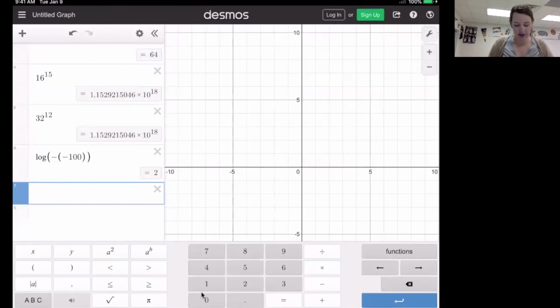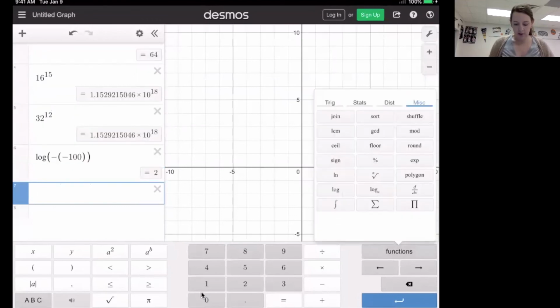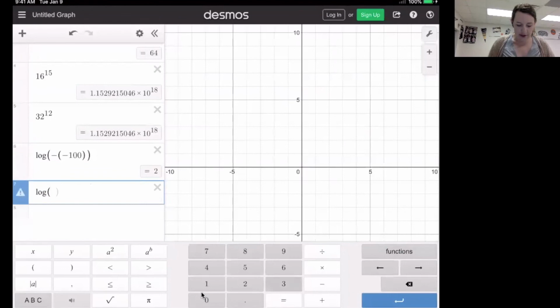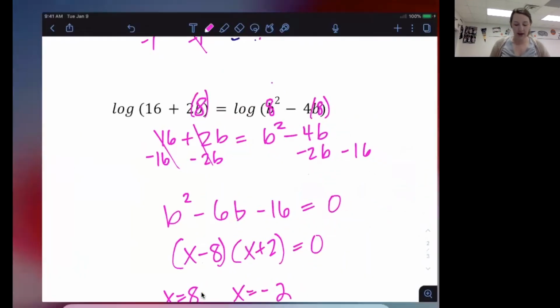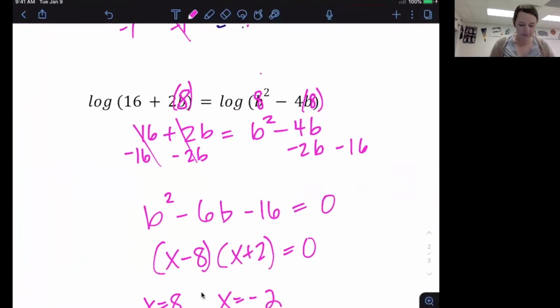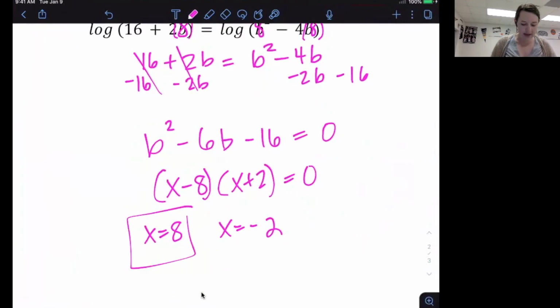So go ahead and type that in. Just make sure that 32 is a valid value. So we have log of 32 and we get 1.51. So since both sides are equivalent to that, we know that that is one of our answers. So we know x equals 8 works.